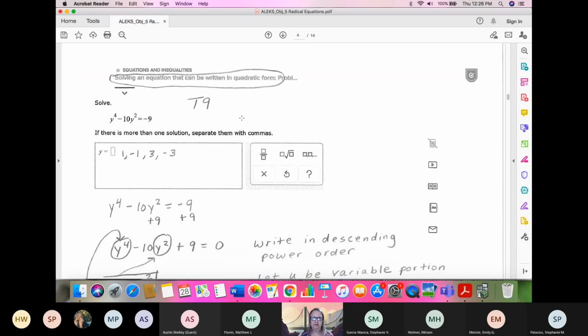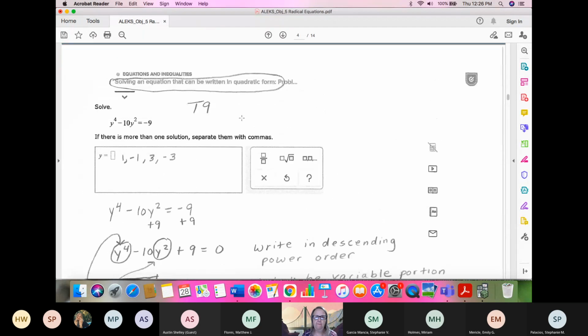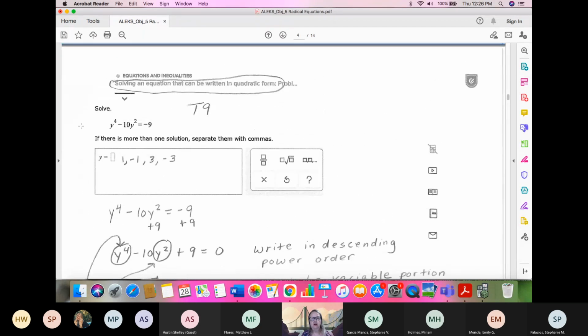So let's take a look at this. This is a problem type that the college algebra coordinator at NWAC definitely wants us to go over. So this is a process, and you might want to copy down some things about it. We're asked to solve y to the 4 minus 10y squared equals negative 9. This 4 here suggests that there are 4 different solutions, and you will see there are 4 solutions here: 1, negative 1, 3, negative 3.